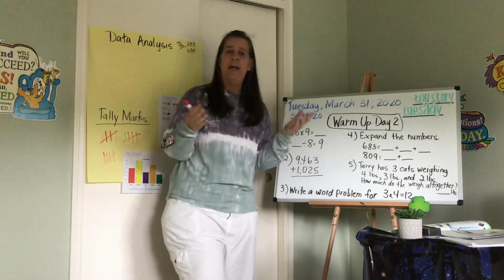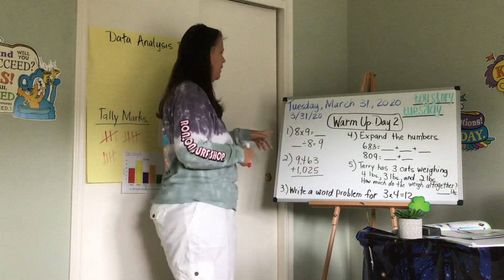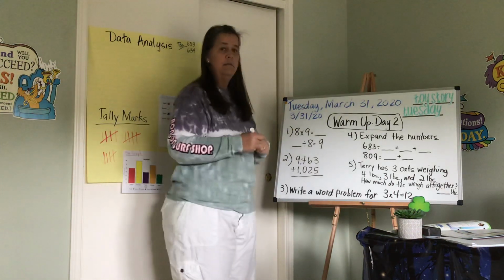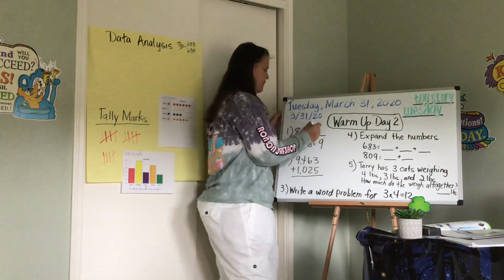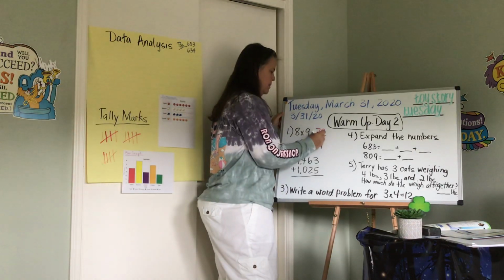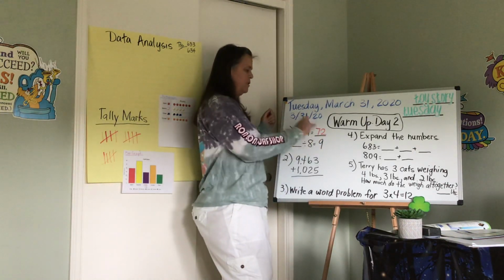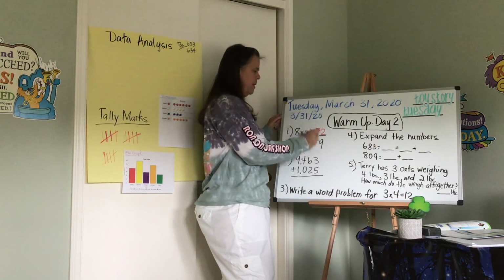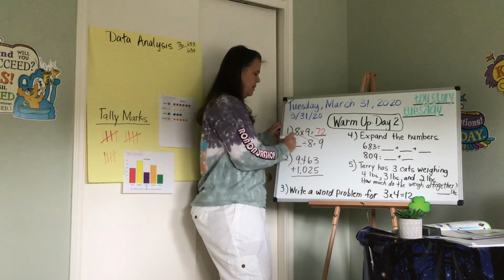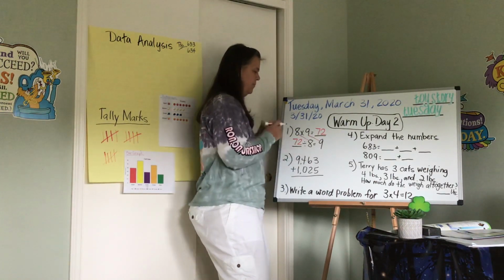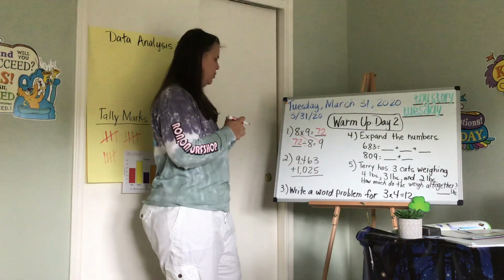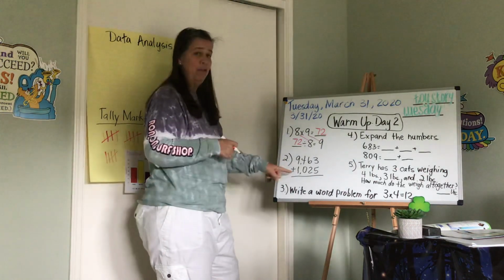Welcome back. Let's go ahead and check it together. Number 1, 8 times 9 is 72. I bet you noticed right away a fact family because we've got the same numbers. So what's going to go here? 72. Okay. Number 2. Now we're adding into the thousands.